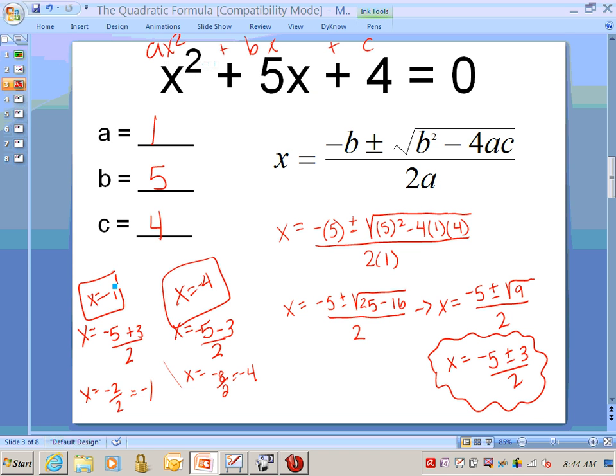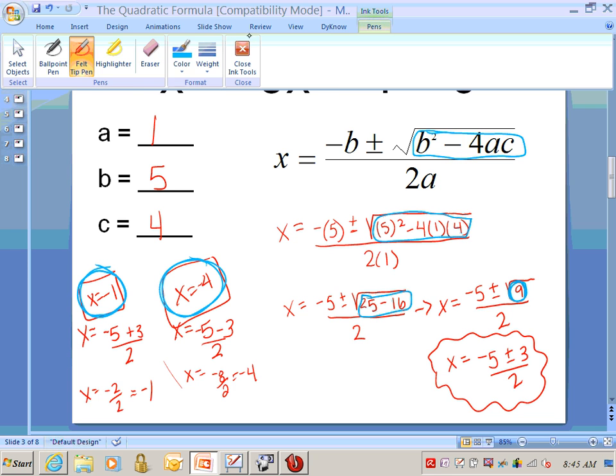Okay, now here's the deal. Some of the questions are going to say, what are the solutions? x equals negative 1, x equals negative 4, right? If I ask you what is the discriminant, that's this number here. The number under the square root, remember? Because we started here, right? We worked it down. And our discriminant comes out to 9. So if I ask you what's a discriminant, I'm asking you for the 9. If I'm asking you for the solutions, I'm asking you for the negative 1 and negative 4. Does that make sense? Okay, let's try another one.